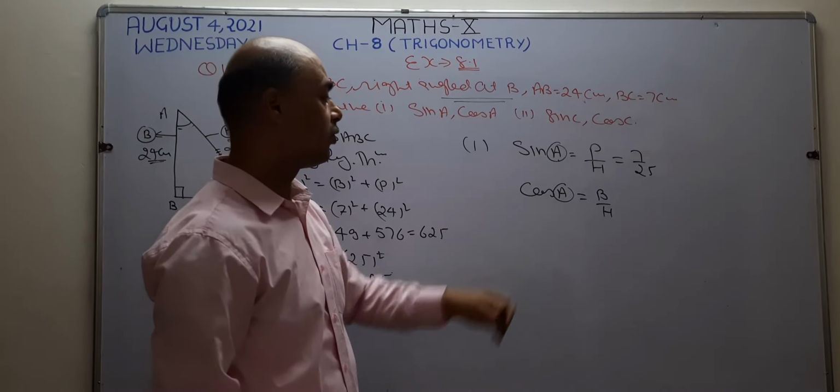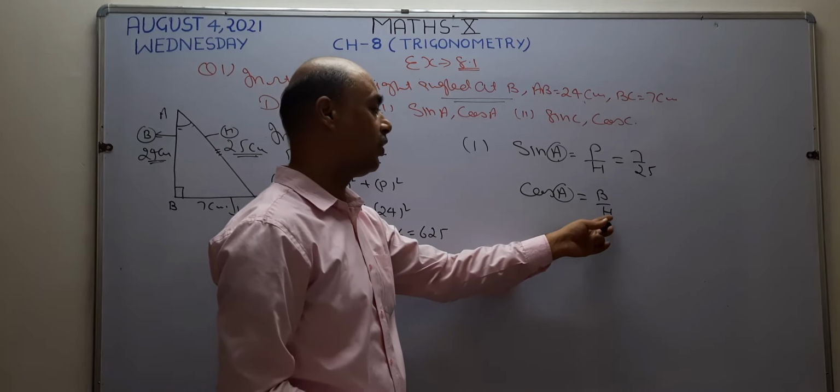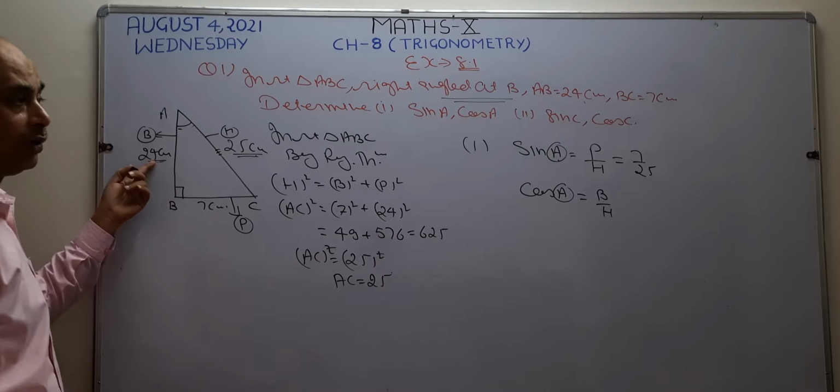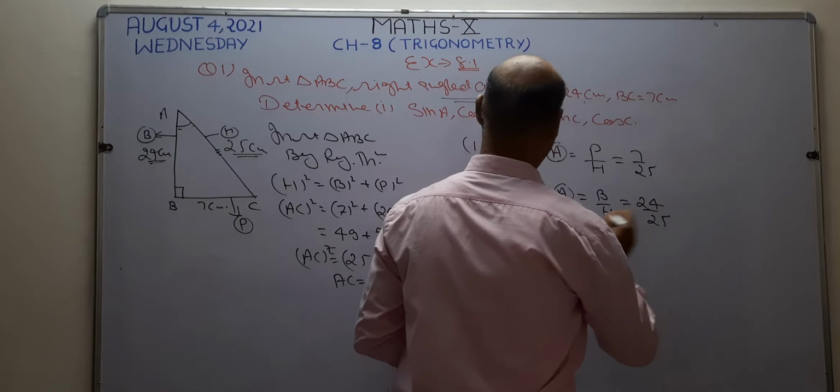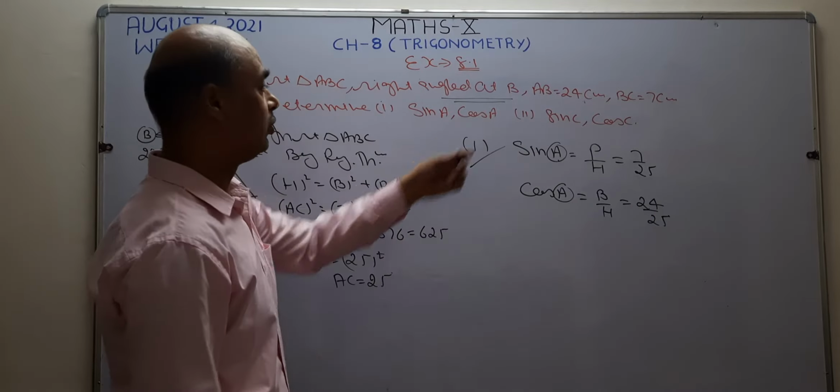Now I want to find the value of cos A, and the formula is already written. Base upon hypotenuse. What is base? Base becomes 24. So write here 24 upon 25. Now first part is clear. Now I want to solve its second part.